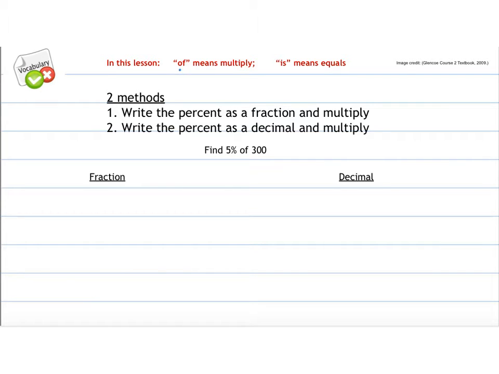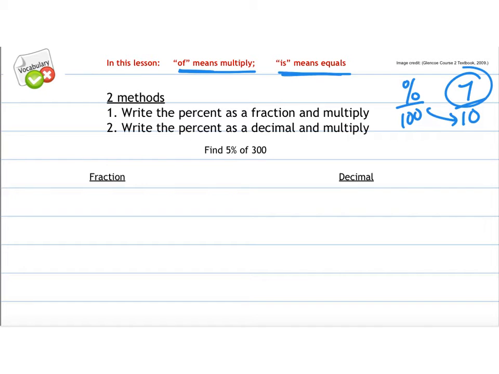In this lesson, and throughout the unit and going forward, you'll recognize this: the word "of" is going to mean to multiply, and "is" is going to mean equal. If you think about when you're looking for a percent of a number, you're really looking for the part that represents. We know that a percent is something out of 100. So say I get 70% on a quiz that's out of 10, that's the same as 7.